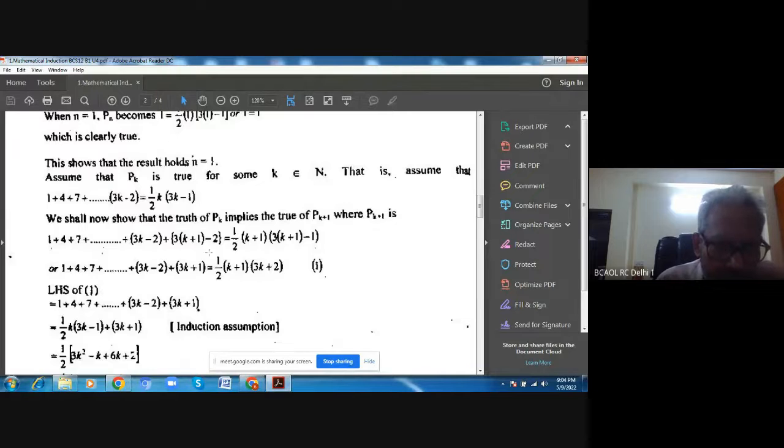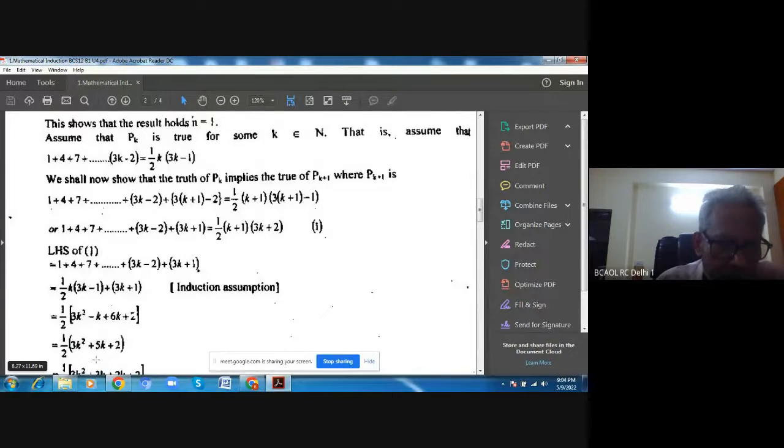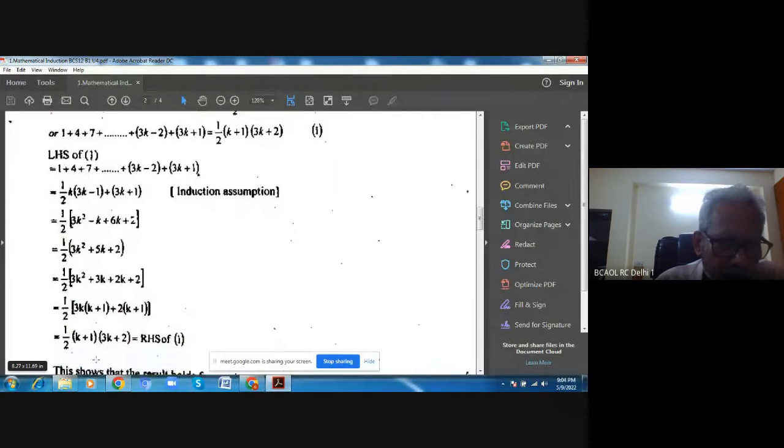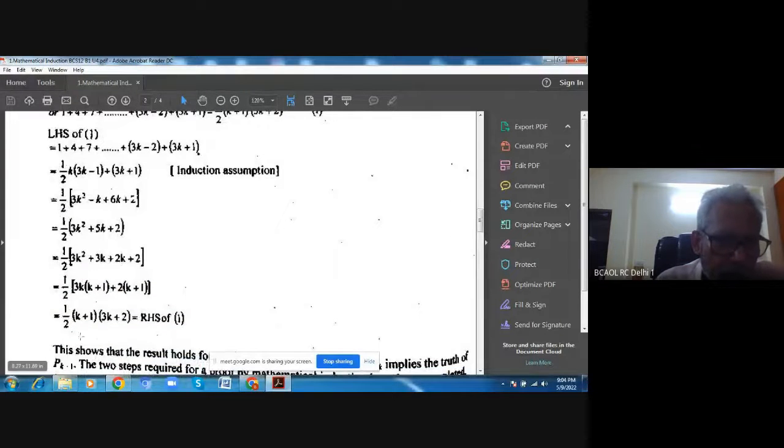So considering the left hand side, you can see up to this portion the figure is already there, you can write it, and plus 3k plus 1. Now after solving, factorization, finally you get this portion, 1 by 2 k plus 1, 3 by k plus 2.